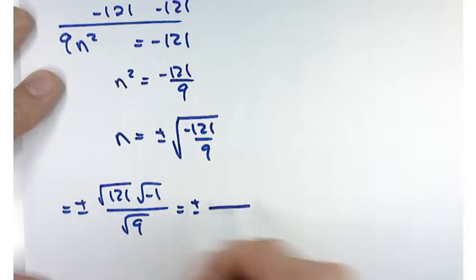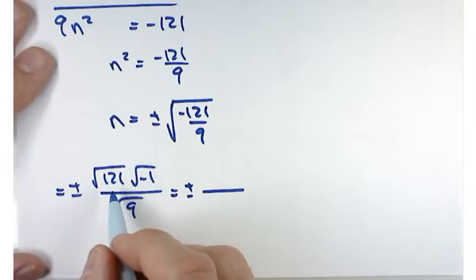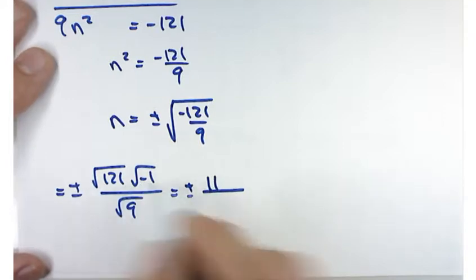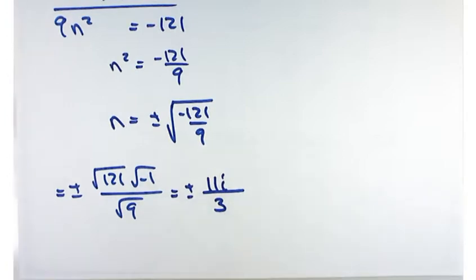Plus or minus 11i over 3. Good. Remember the idea was to make me look good, right? Thank you. Corbin? I did something different. You already look good. Oh, this is true. I did something different, but I got the same answer.